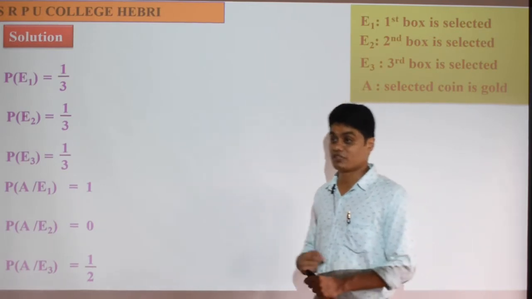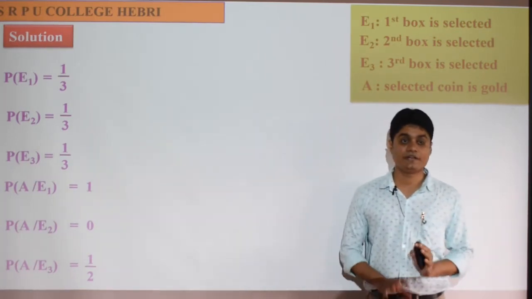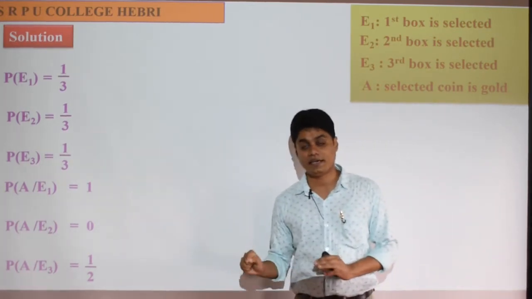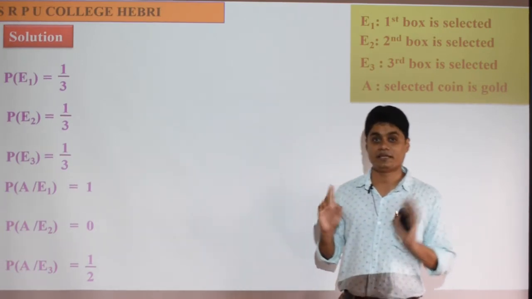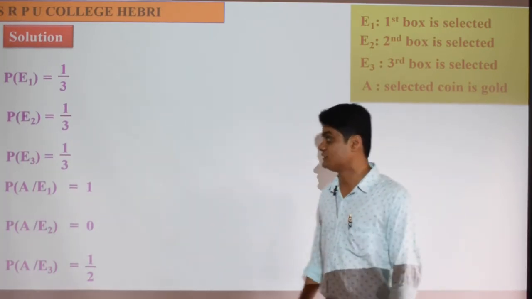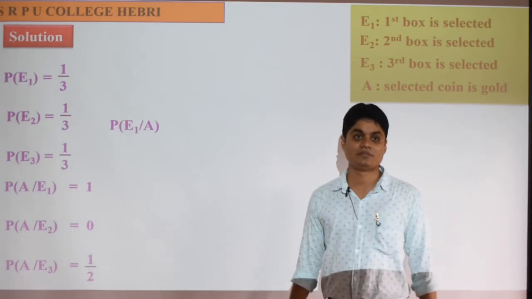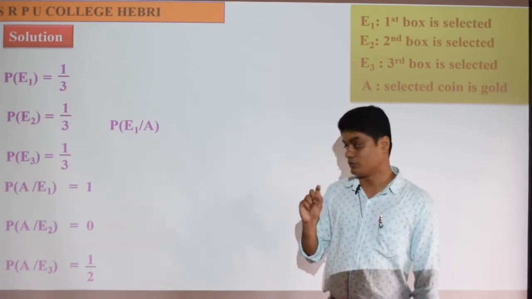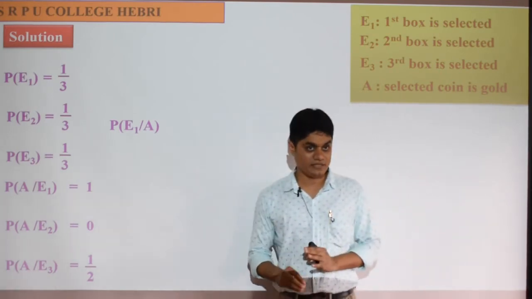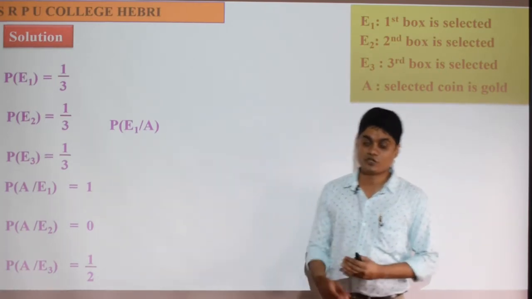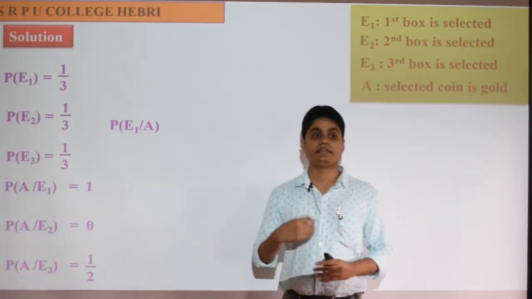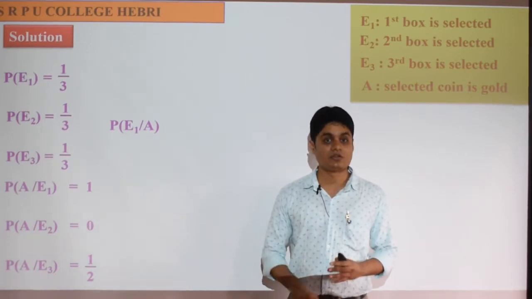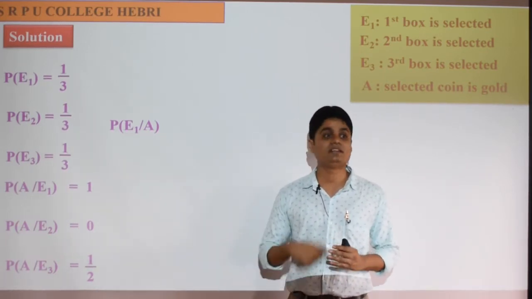One more work is there. You have to identify whether you are finding probability of E1 given A, or E2 given A, or E3 given A. Tell me which one we have to find out. Probability of E1 given A. Remember the last statement of the question? One coin is selected, it is gold, and we have to find the probability of an event which gives again a gold, and it is possible only in the first box.